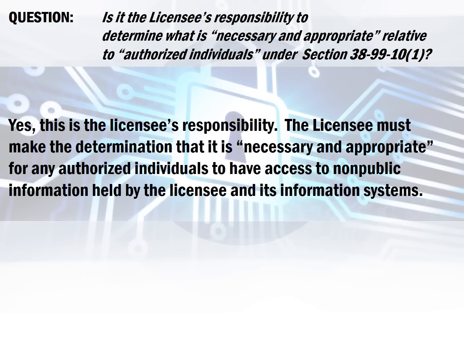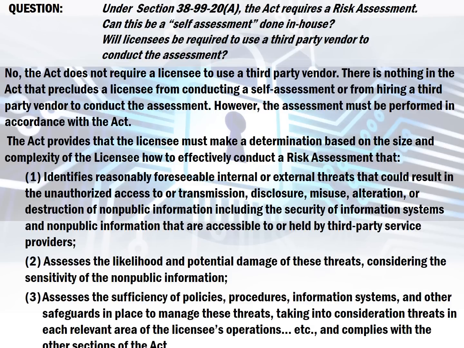Is it the licensee's responsibility to determine what is necessary and appropriate relative to authorized individuals under Section 3899.10 subsection 1? Yes, this is the licensee's responsibility. The licensee is the individual or person that must make the determination that it is necessary and appropriate for individuals to be authorized to have access to non-public information within its systems, its information systems.